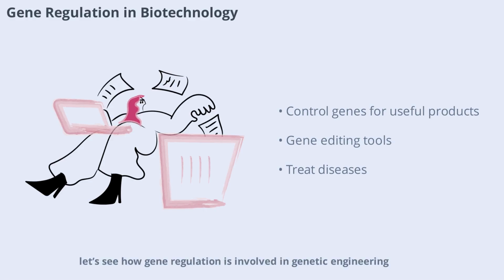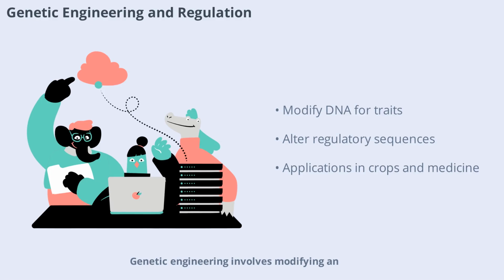Next, let's see how gene regulation is involved in genetic engineering. Genetic engineering involves modifying an organism's DNA to achieve desired traits. By altering regulatory sequences, scientists can increase or decrease the expression of specific genes. This is used in agriculture to create crops with better yields or resistance to pests. In medicine, it can help produce therapeutic proteins or correct genetic defects.